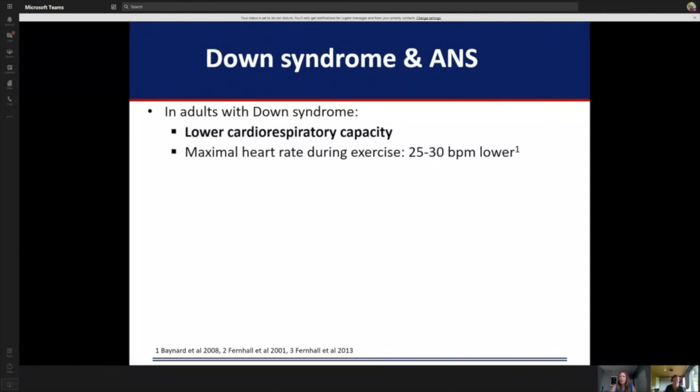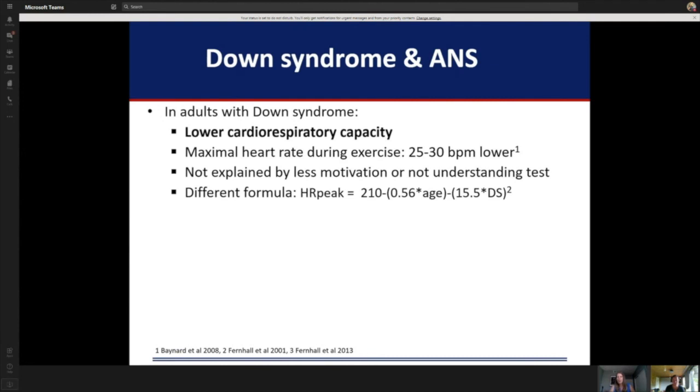And that is quite a lot. So if you use your rule of thumb of 220 minus your age to calculate your maximal heart rate, 25 to 30 beats per minute is quite a considerable amount lower in that range. It is not explained by less motivation or not understanding the test. In those studies, they controlled for that amount of effort with the RERs and with familiarization. Sometimes it's been tested with another test back to back, or with a number of tests, and those rationales support that it's really a physiological difference.